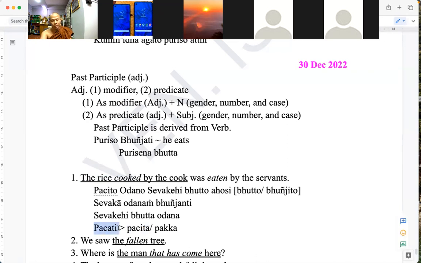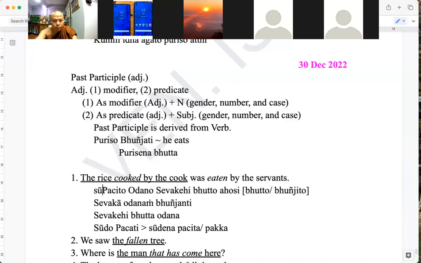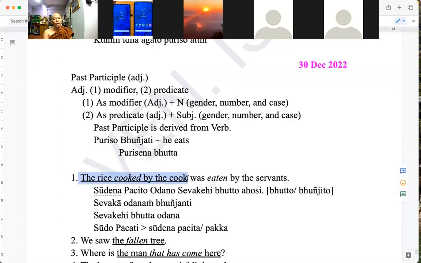Now in the above, bajeti or bajanti, who cooks? According to this, the cook: sudo bajeti. But when you change to bajita, at that time the subject is expressed with the instrumental case: sudena bajita. Now bajita becomes bajito because it modifies the subject. So sudena bajito ordinal, siwakehi bodo ahosi, you see? Sudena bajito ordinal, that is this past participle phrase. And the rice cooked by the cook was eaten by the servants. Siwakehi bodo ahosi.